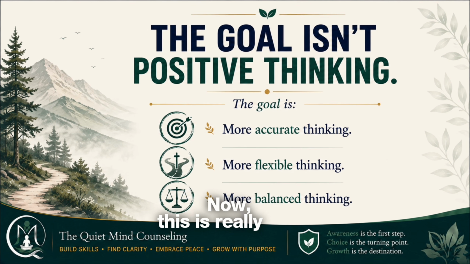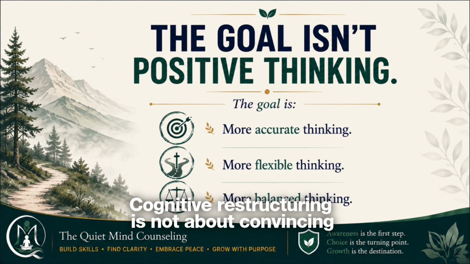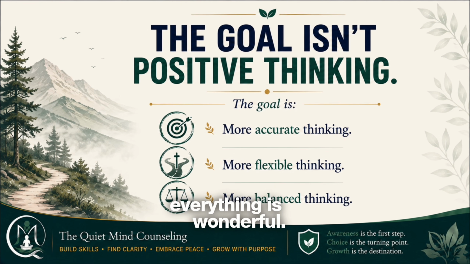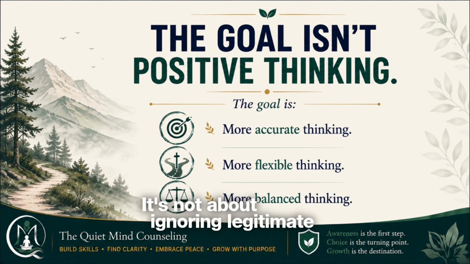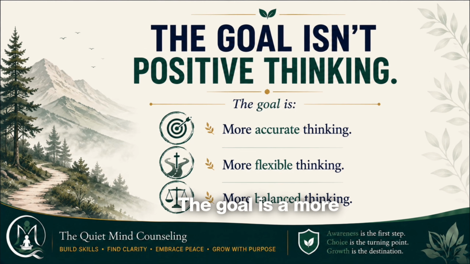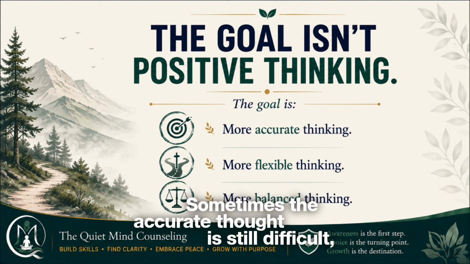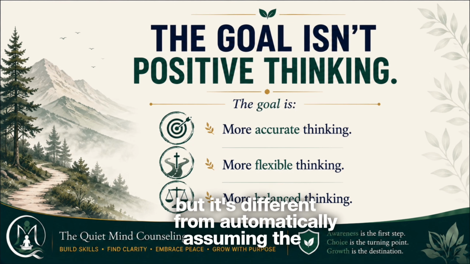Now, this is really important. Cognitive restructuring is not about convincing yourself that everything is wonderful. That is a distortion in itself. It's not about ignoring legitimate problems. It's not about replacing every negative thought with a positive one. The goal is a more accurate, flexible, and balanced thinking. Sometimes the accurate thought is still difficult, but it's different from automatically assuming the worst.